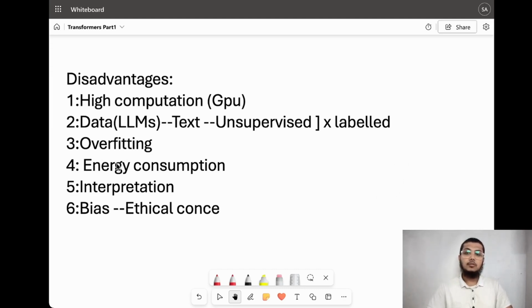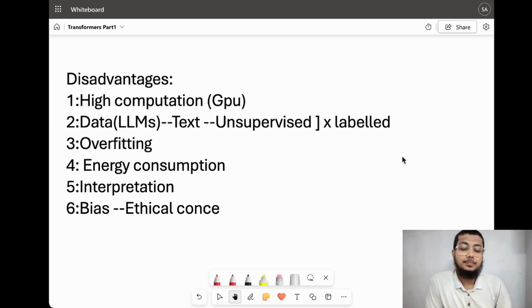Next one, which I would say is energy consumption. Since these are huge models, to train them you need very solid hardware, and to run solid hardware you need electricity, and electricity comes at a cost. So there are environmental concerns: the big models, large language models, to train and run them you need a lot of electricity, and there are many environmental hazards around it, which are talked about a lot these days.